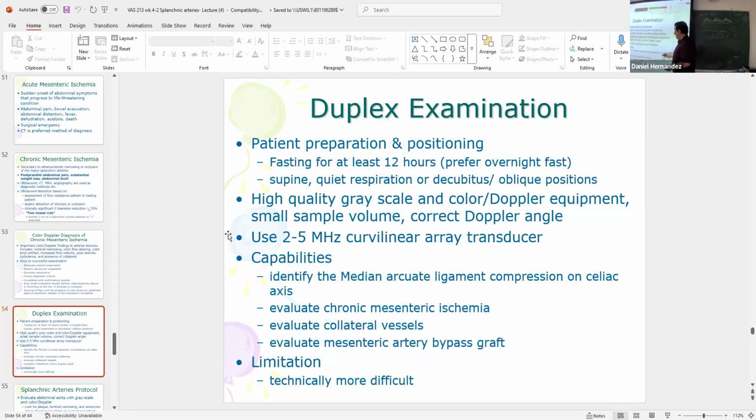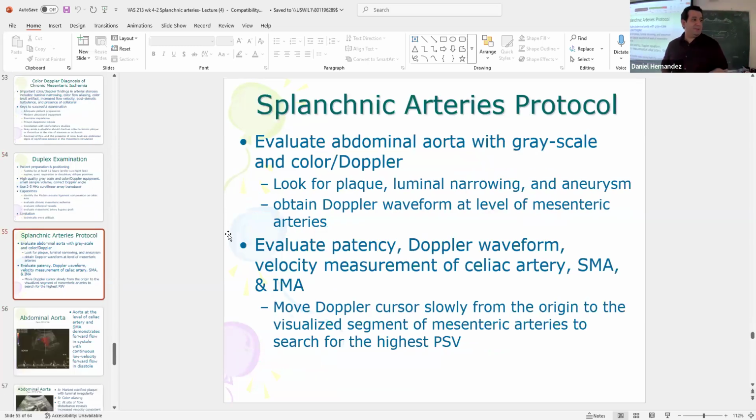With our examination, we could look at the celiac artery, rule out median arcuate ligament syndrome or celiac band syndrome. Evaluate again for chronic mesenteric ischemia. We could look to see if we see any potential collateral vessels. If patients do have disease, there are surgical procedures that can be performed, and we can do mesenteric artery bypass grafts. Limitations: this is a more technically difficult exam.